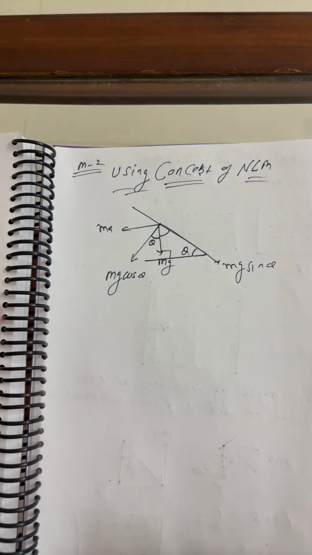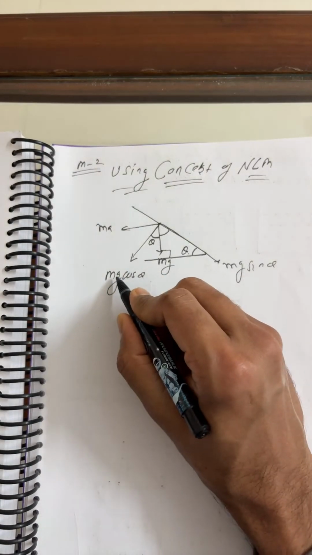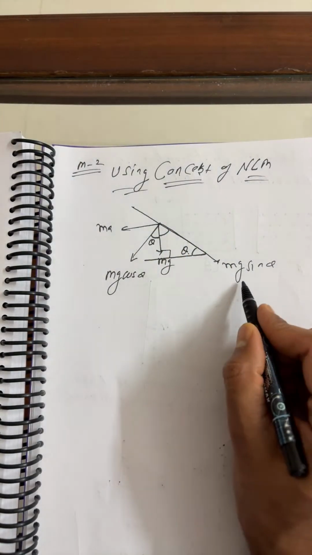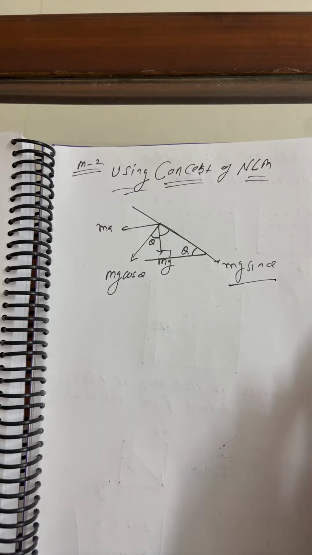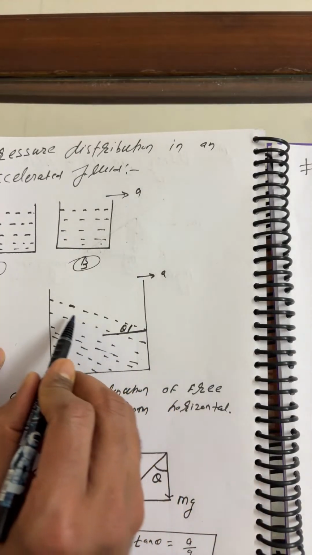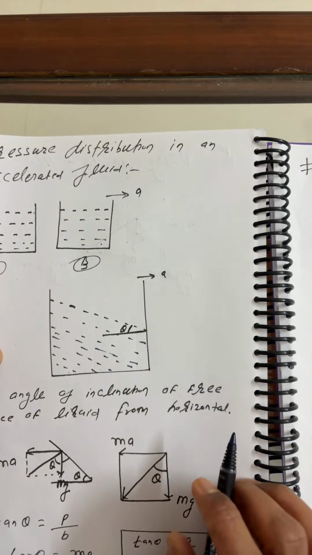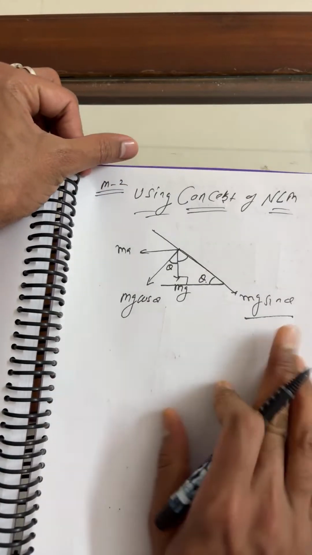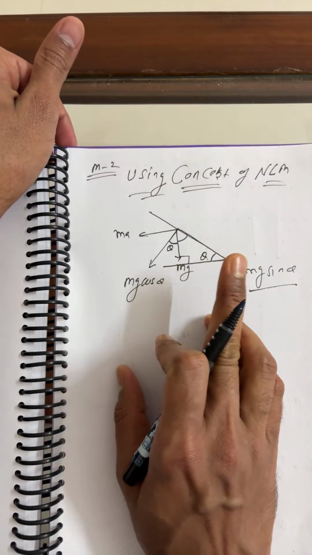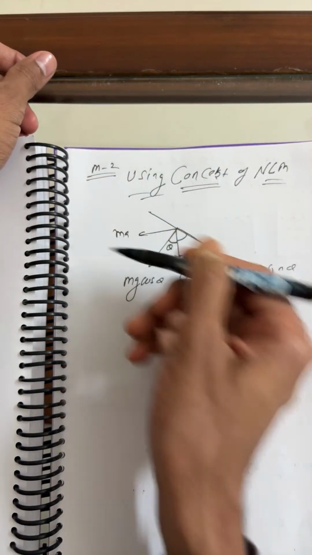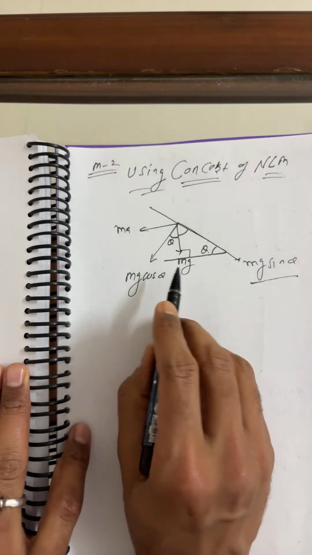By the way, mg cos theta is balanced by the normal. But how can I balance mg sin theta? Everyone knows the equilibrium condition means net force balance. But this is not balanced, so you need to call the pseudo force. Pseudo force always acts opposite to the actual motion of the body.